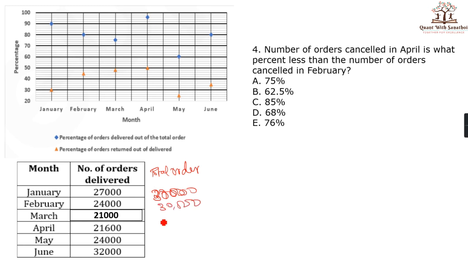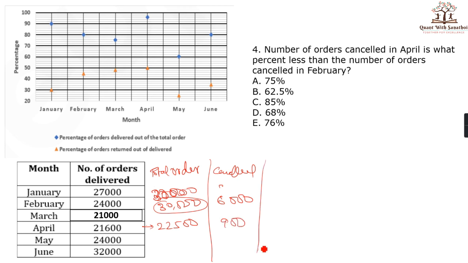Sorry, they have asked for April and February, right? Okay, then April will be how much? We have already solved 22,500, and February we have 30,000. Now the cancel order will be how much? We already solved it. It will be 6,000, and this will be 900. Now what they ask, the number of order cancelled in April is what percent less than the number of order cancelled in February.